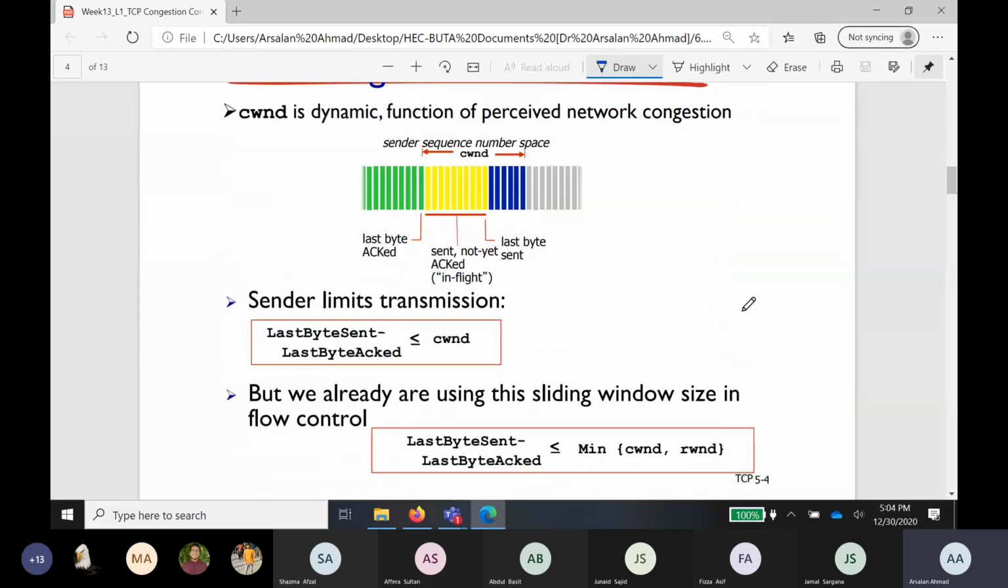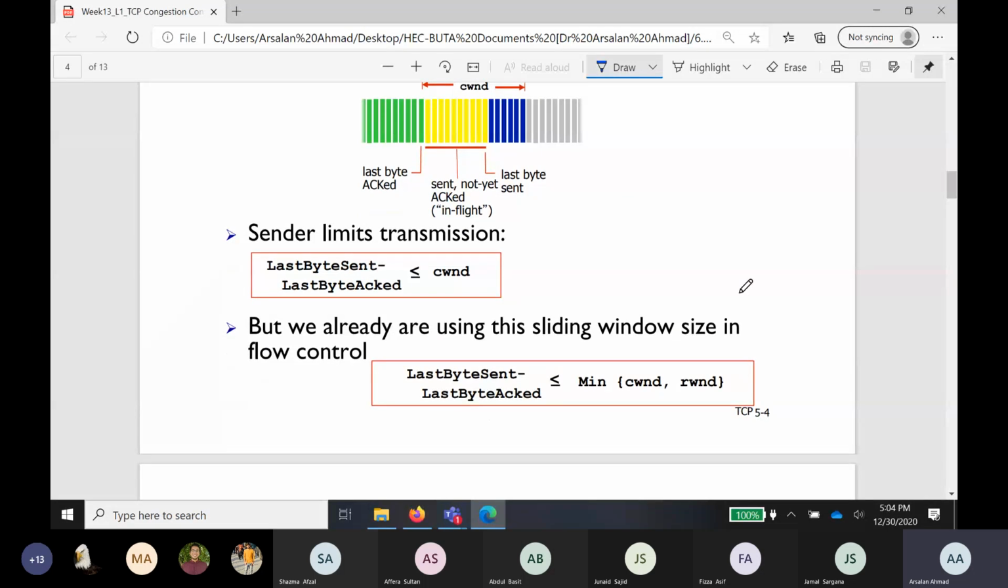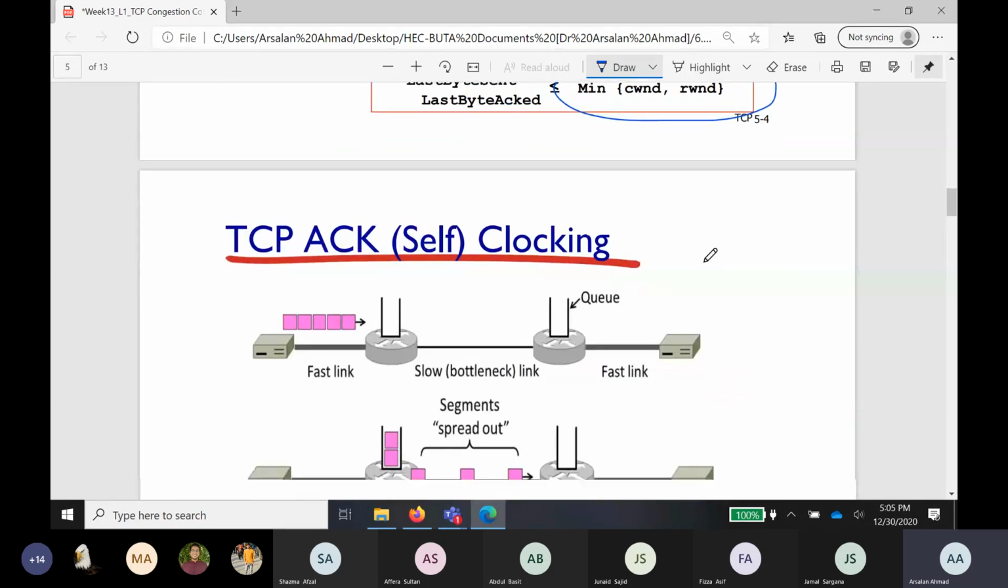And then we saw that we already have been maintaining a caveat of last byte sent minus last byte ack should be less than or equal to receive window, and this caveat was being maintained to ensure flow control. And now we have another caveat to be maintained, which is to ensure congestion control. Again, we need to have the last byte sent minus last byte ack less than or equal to congestion window size. So the final caveat that needs to be maintained by the sender should be something like that. Okay, it should be the minimum of the two windows, CWnd or RWnd.